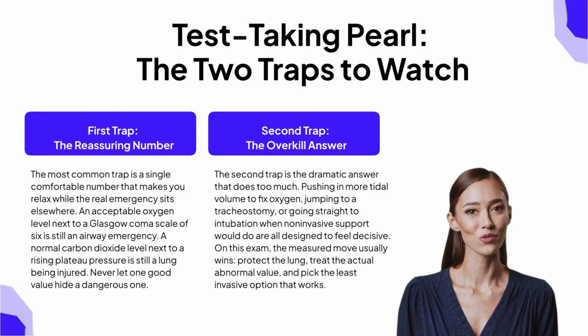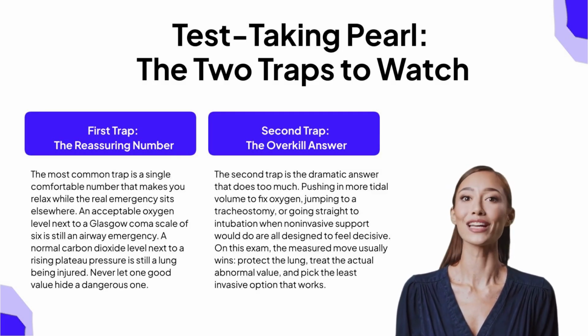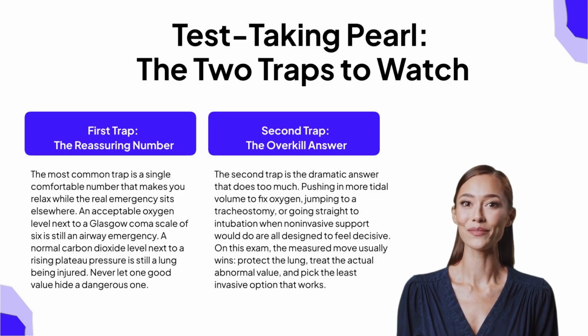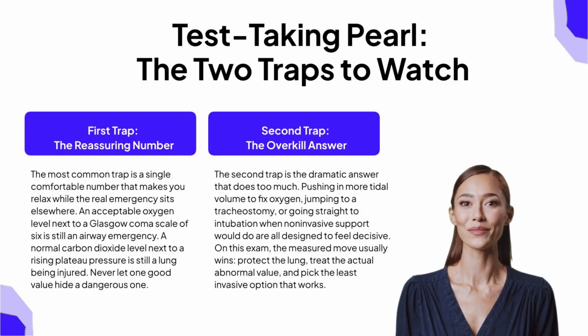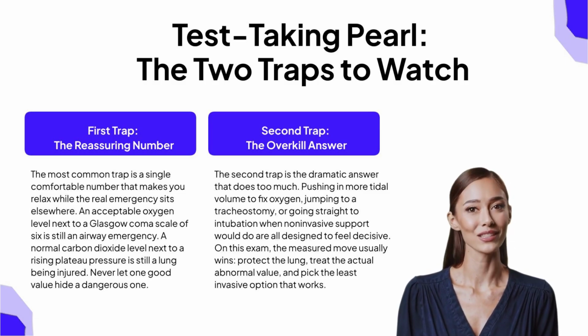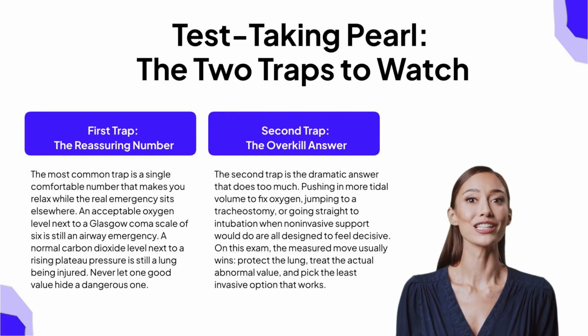The writers place one comfortable value in front of you to make you relax, while the real emergency is sitting somewhere else. An acceptable oxygen level next to a Glasgow coma scale of 6 is still an airway emergency. A normal carbon dioxide level next to a rising plateau pressure is still a lung being injured. Never let one good number override a dangerous one.